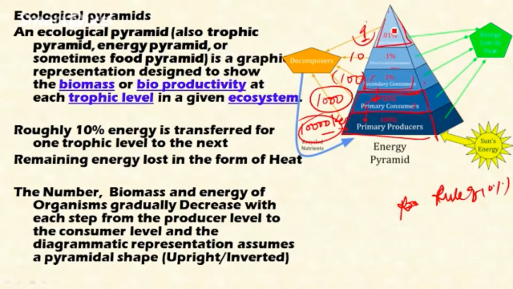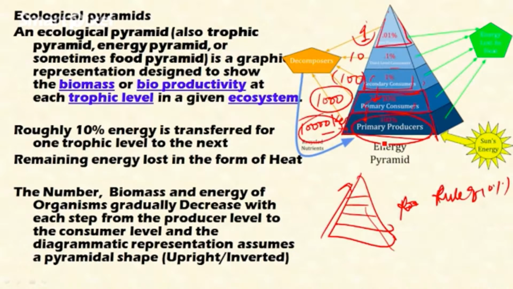The number, biomass and energy of organisms gradually decrease with each step from the producer level to the consumer level, and the diagrammatic representation assumes a pyramidal shape because the number, energy and biomass decrease from one level to the next. Since it is decreasing, it assumes the shape of a pyramid. If it were not the case, it might appear like a box or some other shape.